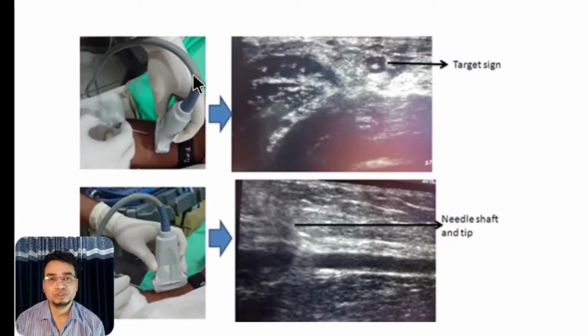We use two types of approaches while visualizing the vein or any vasculature. The first is called the out of plane approach or transverse approach, in which the vein is visualized as a circular anechoic structure, and the needle will be seen inside as a target sign. The needle will be very echogenic inside the anechoic peripheral vein in the transverse section.